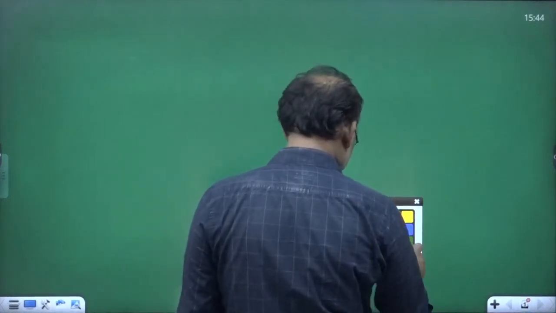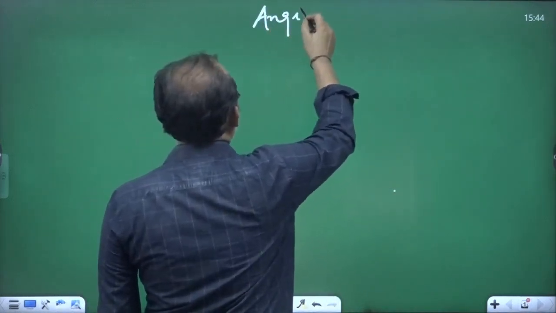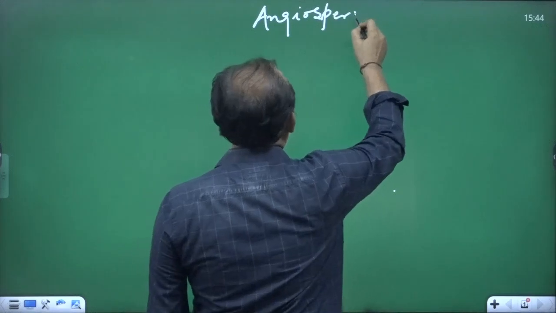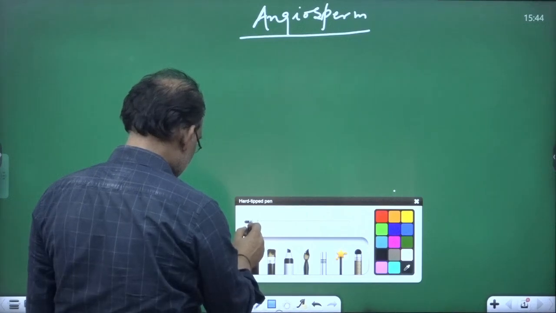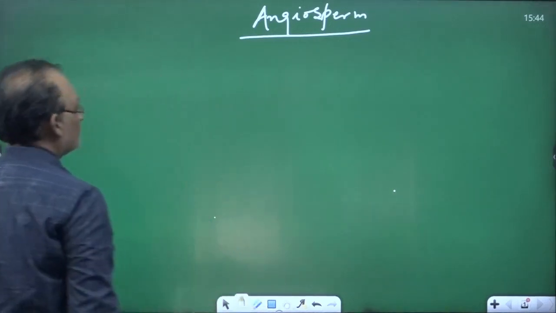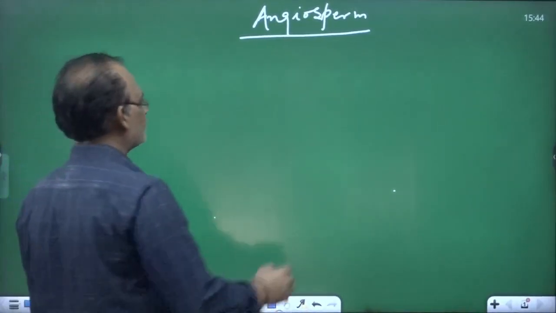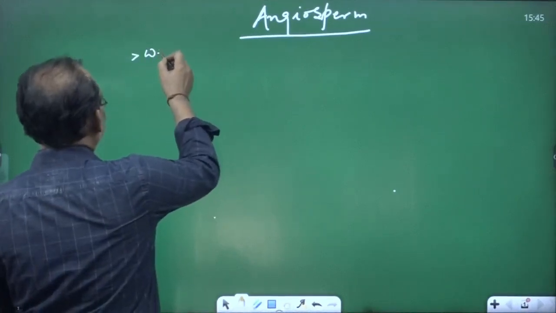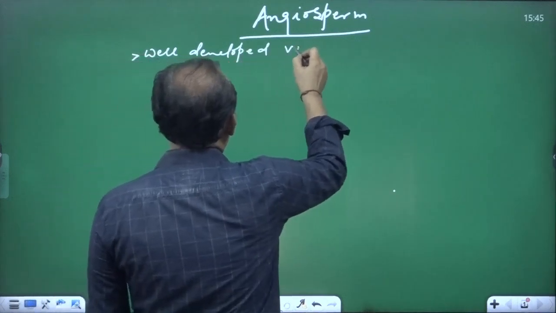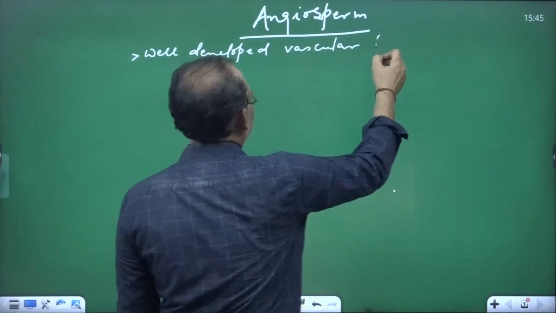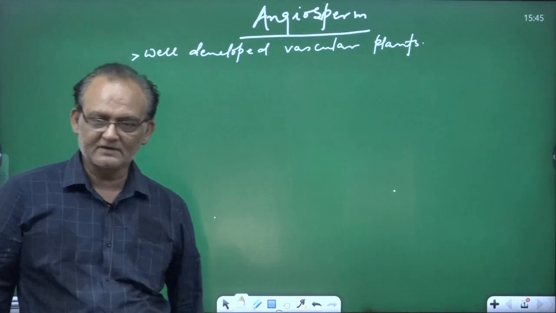So write down the features of angiosperms. They are well developed vascular plants.